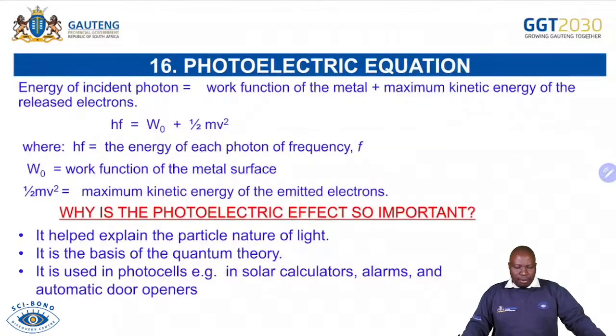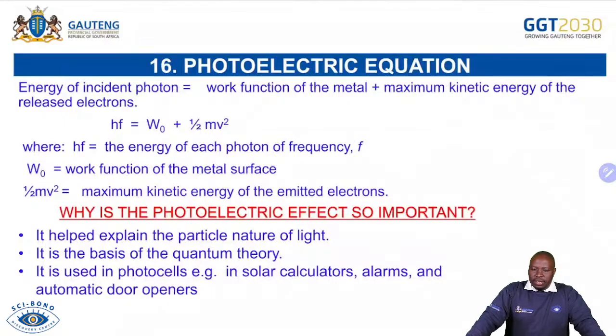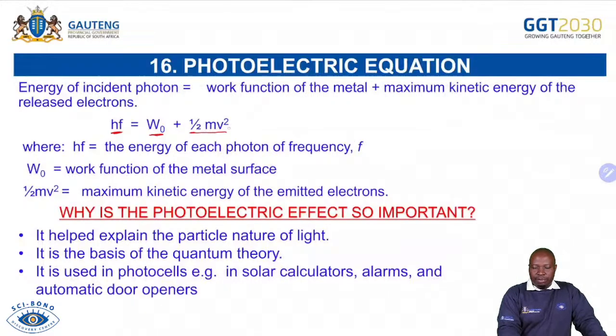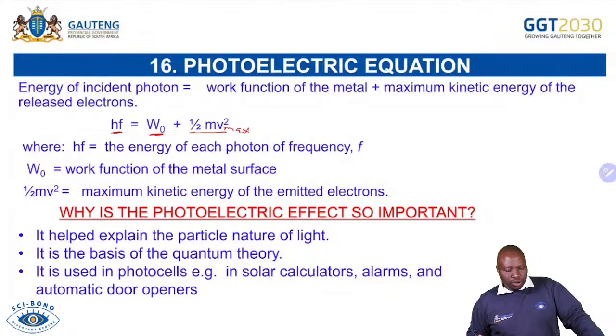Now let's move on, and then the photoelectric equation, you can expand it from E equals, which is hf, work function, and then half m v squared. It must be the maximum speed there, and then you are able to do the calculation.